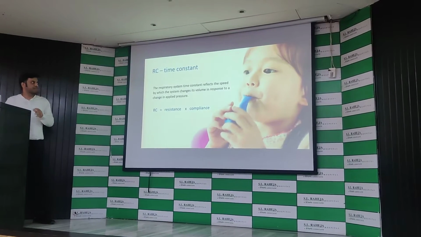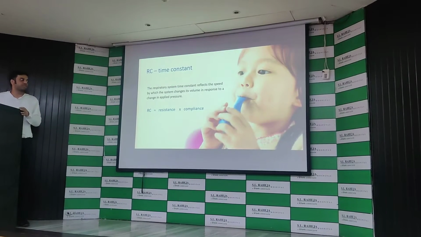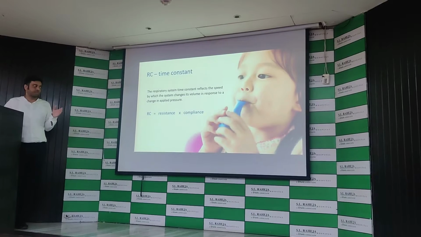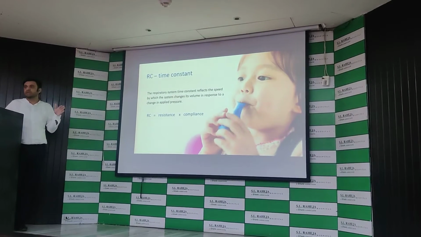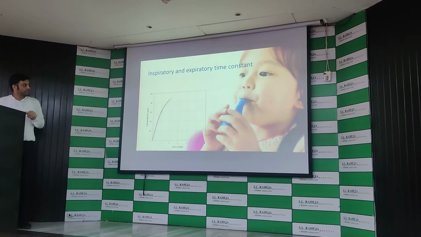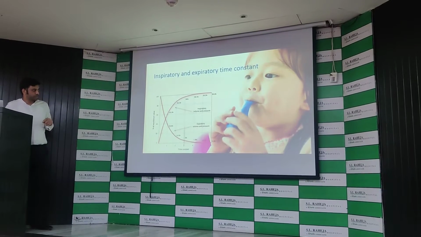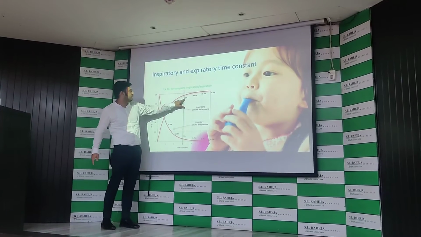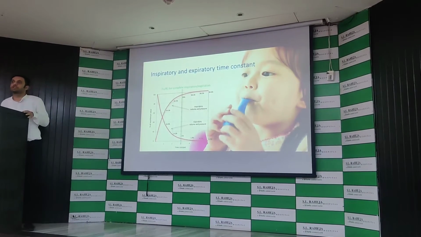So what exactly is the time constant? The respiratory system time constant reflects the speed by which the system changes its volume in response to the change in the applied pressure. So it is exactly resistance into compliance. What we are going to achieve is the time constant. Now, in terms of the inspiratory and expiratory time constant, at exactly 3 time constants we achieve 96% of the volume inside, or the entire inflation of the lung.